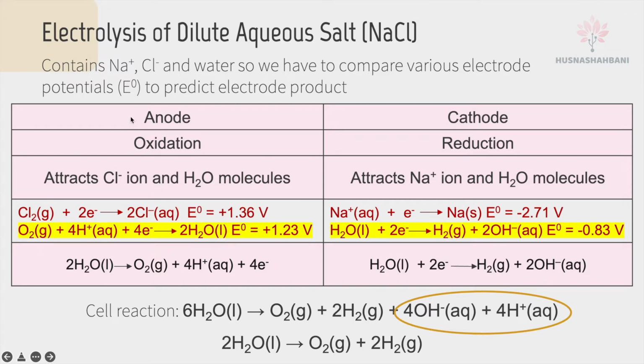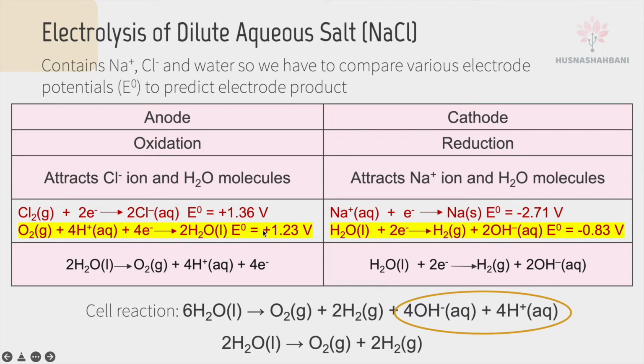At the anode, we know oxidation will occur. Oxidation means losing electrons, so water will produce H+ and O2. Compare with this one. Compare these two values to decide which to choose, H2O or Cl-. At the anode, we prefer the more negative value.